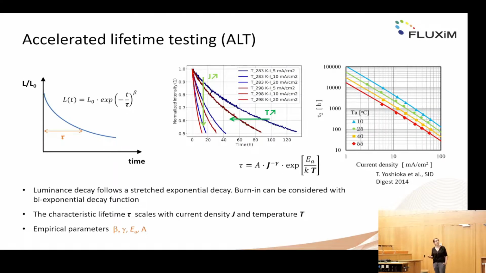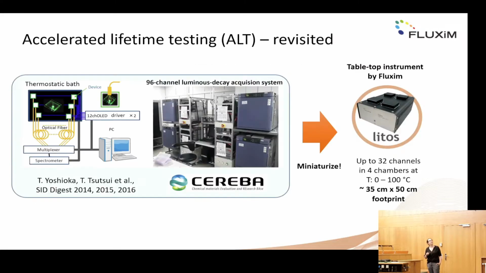How does it look like? Usually you have this degradation of an OLED. The luminance is decaying exponentially or with a stretched exponential. Eventually you have two decays if you have a burn-in and so on. And this scales, as you all know, with current. So if you have a higher current, you have a lower lifetime. If you have a higher temperature, you also have a lower lifetime. And this is what they came up with some years ago already to describe this lifetime as a function of current density and temperature. And these empirical parameters you can see here are what we are going to determine for our OLEDs.